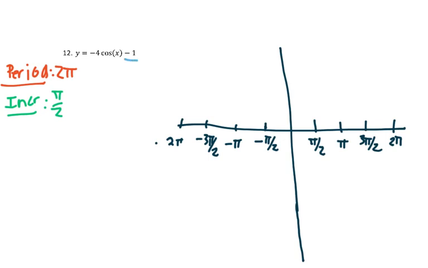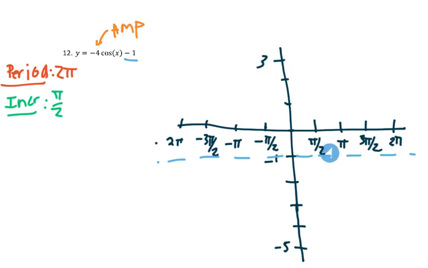My midline is at -1, so the middle of my graph is going to be at -1. My amplitude is 4, which means I'm going to be going up 4 from my midline. So 1, 2, 3, 4. So I'm going to be going up to 3. And I'm going to be going down 4 from my midline. So 1, 2, 3, 4, to -5. So the only y values I will be touching will be at 3, -1, and -5.